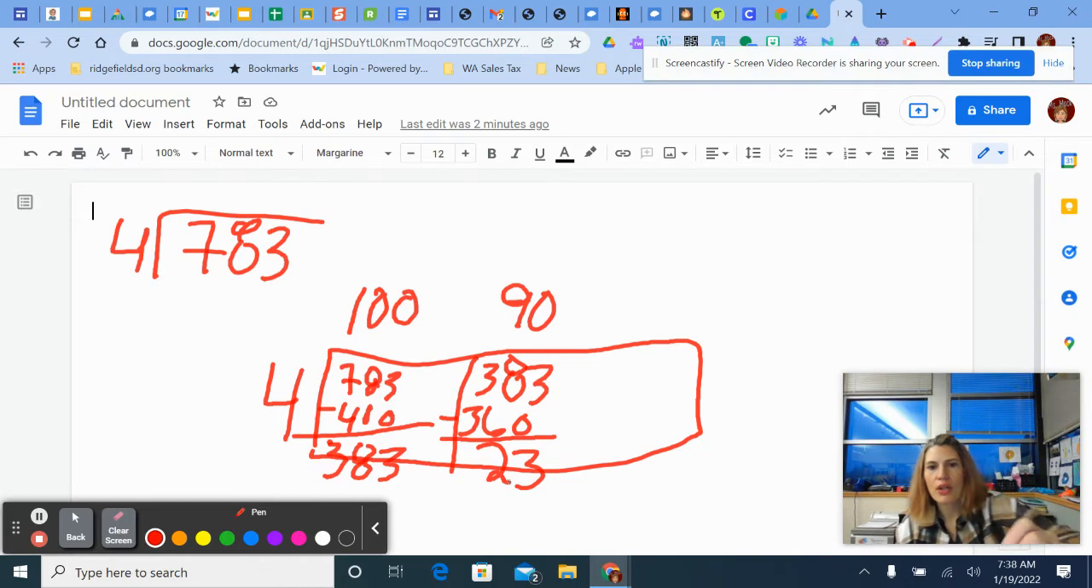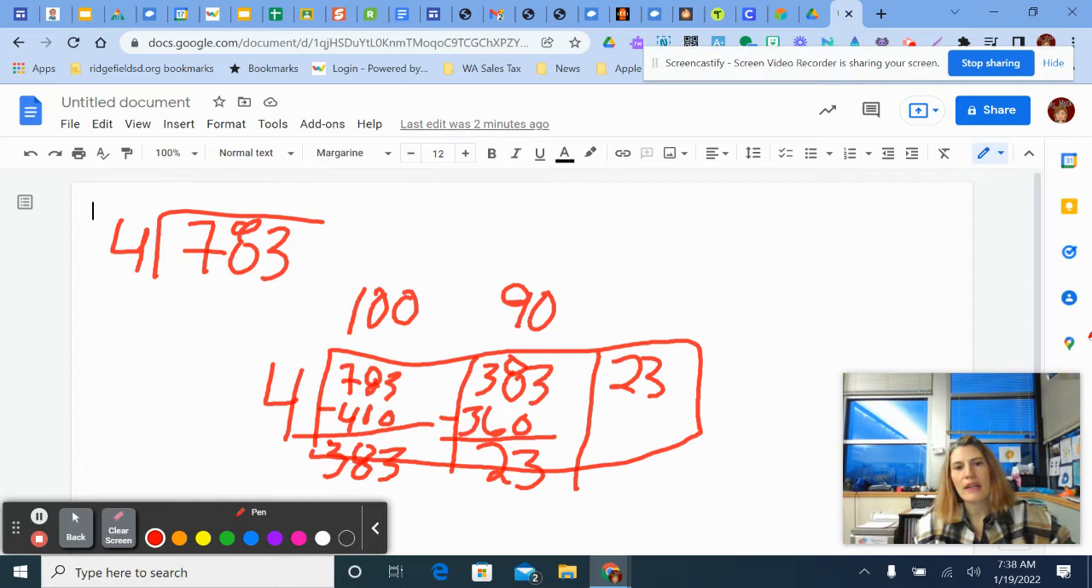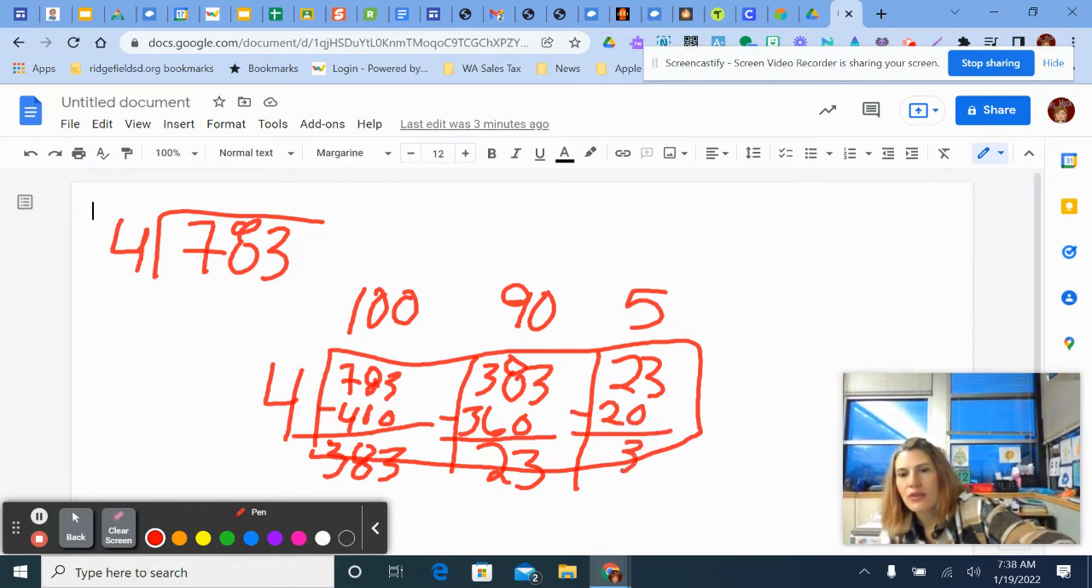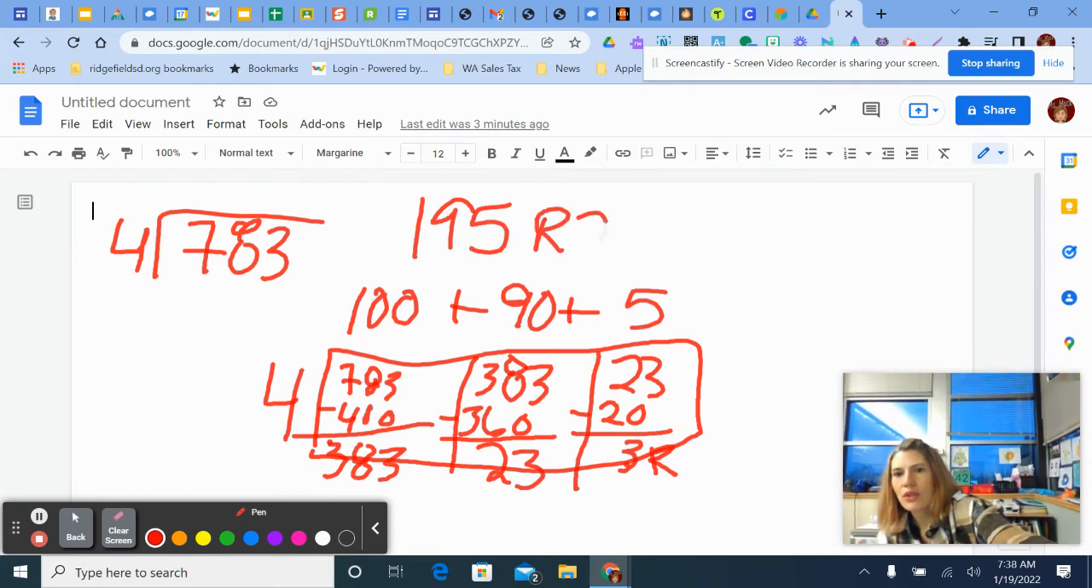So now I would work on my next one, and I would put 23 on the top. And I would say 4 times, well, 5 is 20, so that would be the closest. So I'm going to put my 5 up here. And then I'm going to go down here, and I'm going to subtract. And this is 3. Now, 3 is less than 4, so 3 is my remainder. Then I add up my partials, and I say 195, remainder 3.